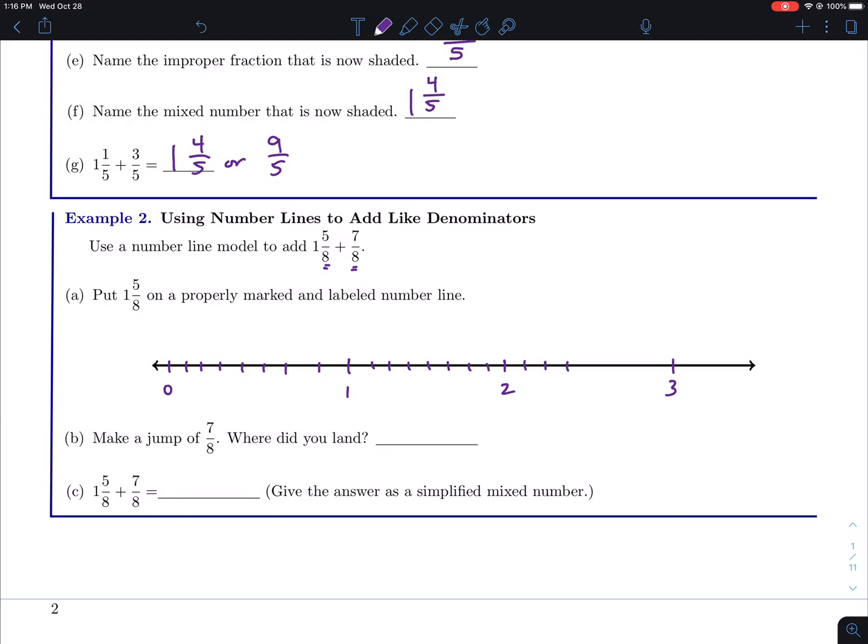1, 2, 3, 4, 5, 6, 7. So not terrible. Some of them aren't very good, but we'll take it.